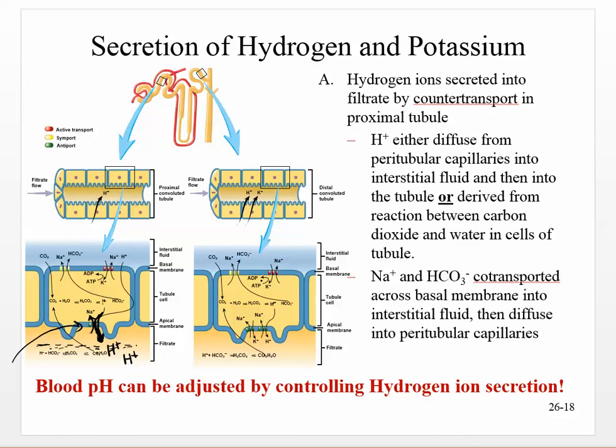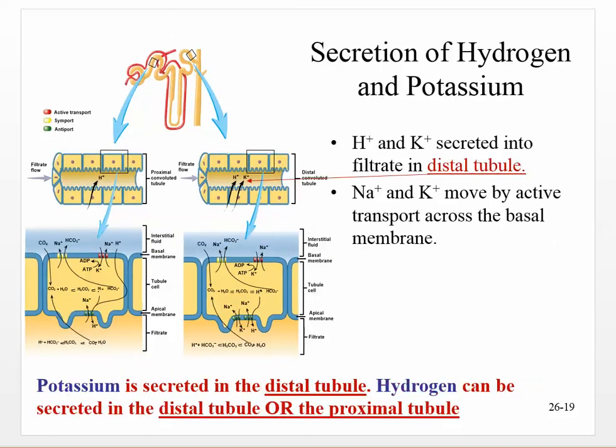Okay. Now, also potassium. Potassium can also be secreted. We're going to come back and talk about this again when we talk about ions, but this is something to remember: potassium is only secreted in the distal tubule, while hydrogen is in the distal tubule or the proximal tubule. So remember our distal tubule is over here. We know that's not really the way it is, but that's easier to understand. And here's our proximal tubule here.